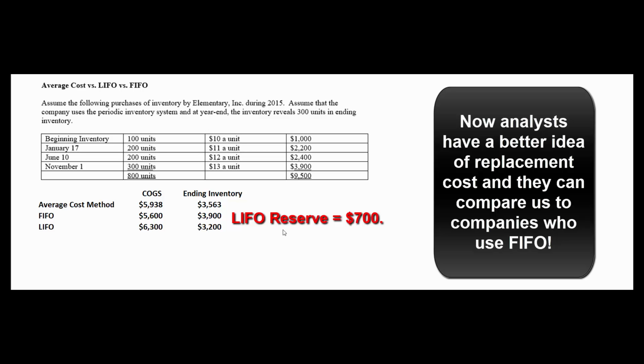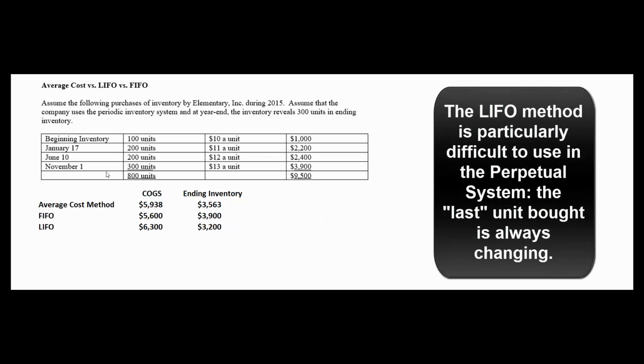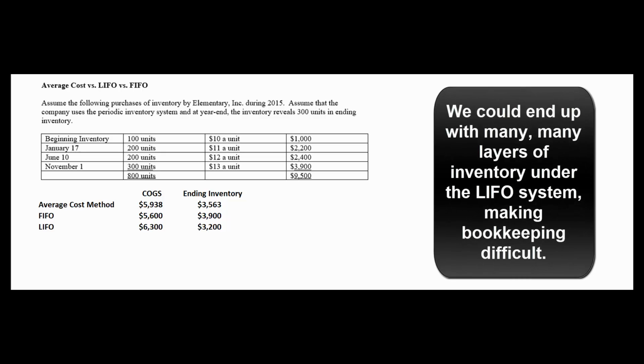Another problem with the LIFO method is, suppose we made a sale on January 18th. If we're in the perpetual inventory system, the last unit we bought would be at $11, not this $13. And if we sell just one unit out of this layer, then buy another layer on top of it, now we've got a layer with 199 units. And that creates kind of a bookkeeping nightmare. We could have many layers of inventory at different price levels.